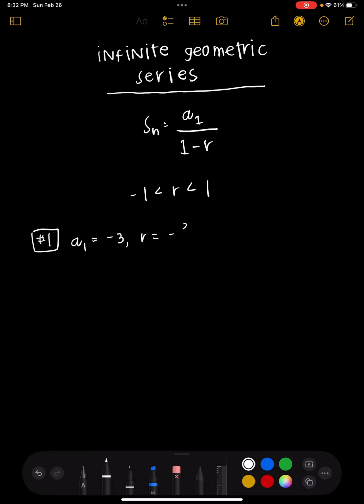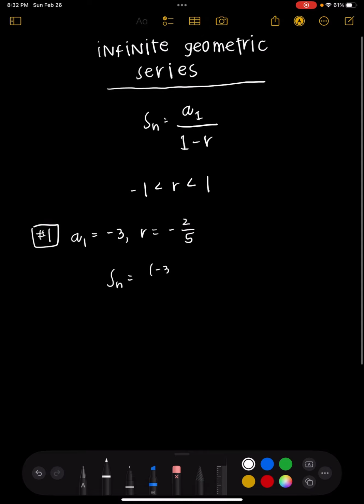So our first example tells us that A sub 1 is equal to -3 and R is equal to -2/5. So the first thing I'm going to check is R. Is R between -1 and 1? Yeah, it is. So we're good. We're going to be able to use that formula, which is A sub 1 over 1 minus R. So that's -3 divided by 1 minus my R, which is -2/5.